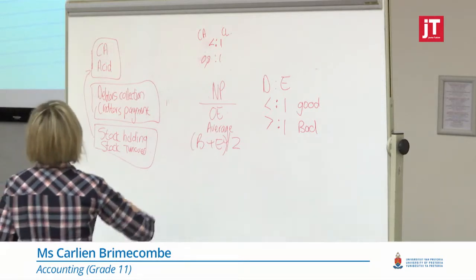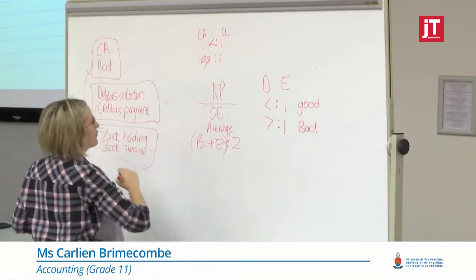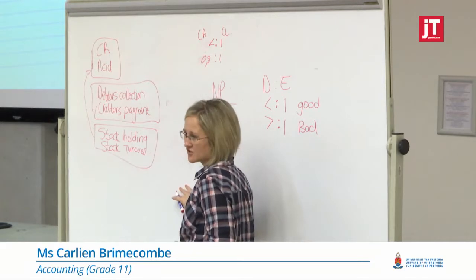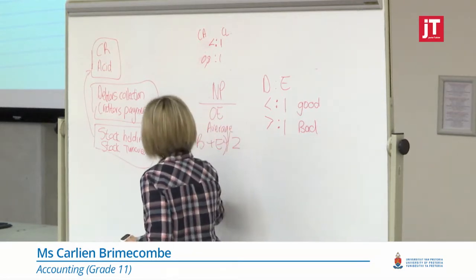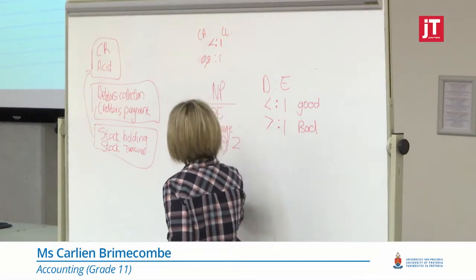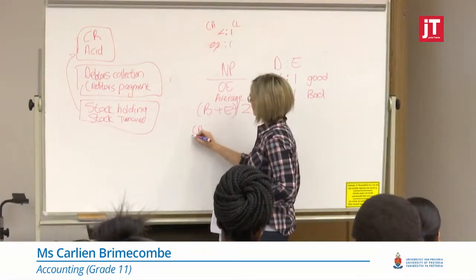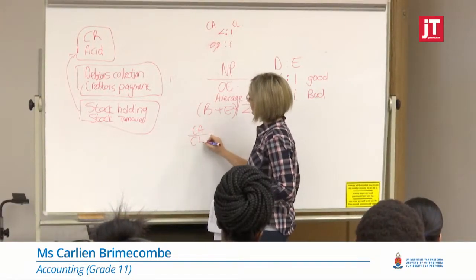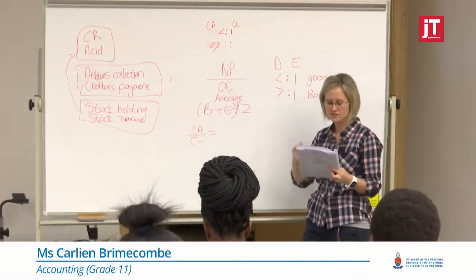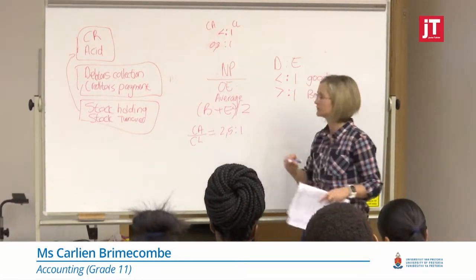So if I look at current ratio, let me rather write CR for current ratio. How do I calculate the current ratio? It is note number 4 plus 5 plus 6 divided by current assets divided by current liabilities. And that equals, which they've provided you, 2,5 to 1.